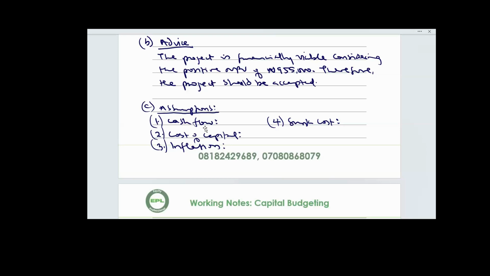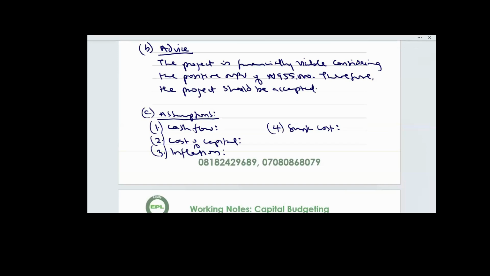Then number 4, you talk about sunk cost. What do you mean by sunk cost? According to the question, you are given development cost of 8 million. You are also given market survey cost of 2.5 million. Why did you ignore them? You then say that the development cost of 8 million naira and the market survey cost of 2.5 million naira are sunk costs, and are therefore ignored in this calculation. That's all you need to say as per your assumptions. If there are other assumptions that you have made in the question, then you need to talk about them. That's the end of the question.